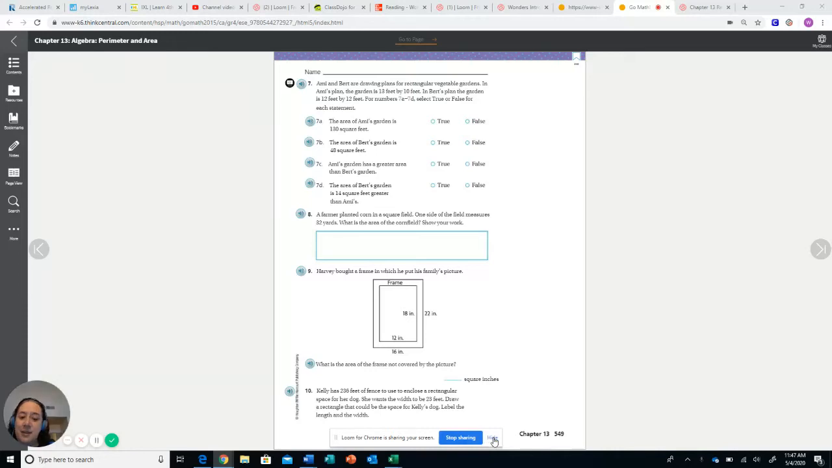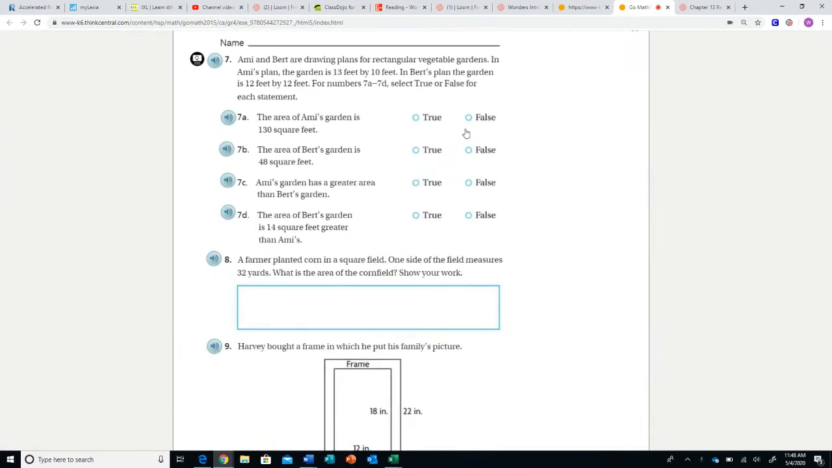Hi guys. So I want to continue with the math review, starting at question number 7, page 549. I'm going to try to do this in a couple short videos, so I'm not trying to upload something that's like an hour long. Okay, question number 7.